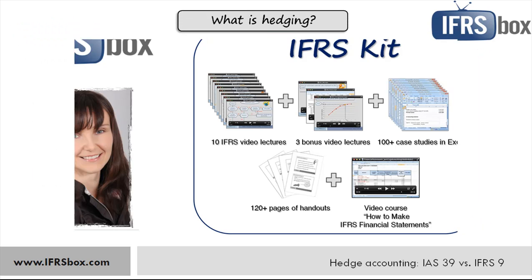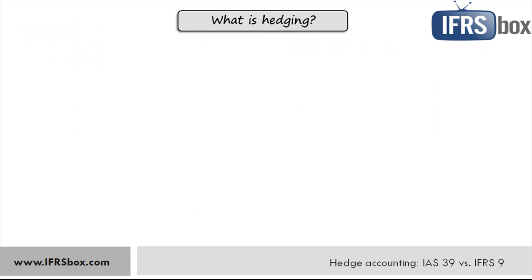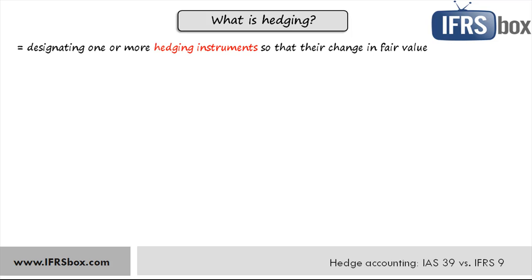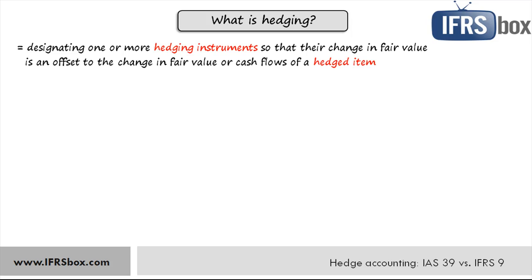In this video, we'll look at the differences in hedge accounting rules between IAS 39 and IFRS 9. But before we start, let me explain the essentials of hedge accounting. So what is hedging? From the accounting point of view, it is designating one or more instruments so that their change in fair value is an offset to the change in fair value or cash flows of a hedged item.